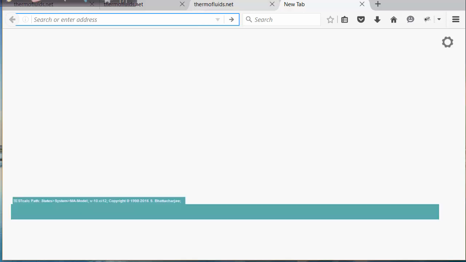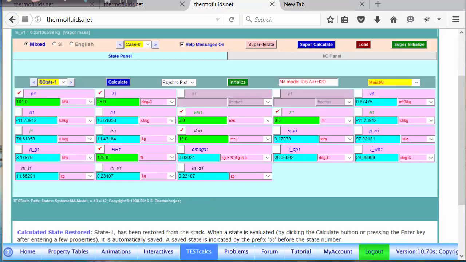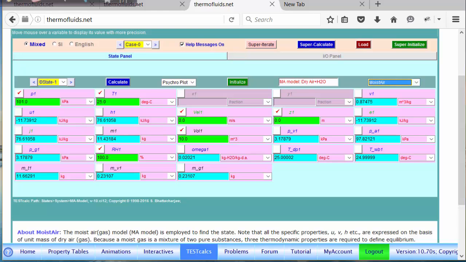So, in short, this TestCalc will be used for solving more complicated problems when you have to change between moist air and H2O to find different kinds of complicated psychrometric problems. But as far as finding the moist air state is concerned, as long as you enter the given information, this will spit out all the other variables of the state.